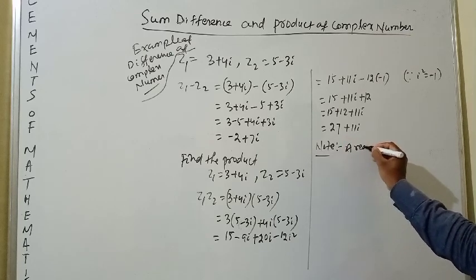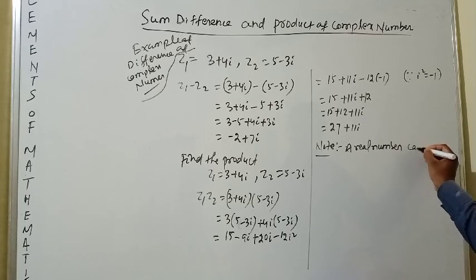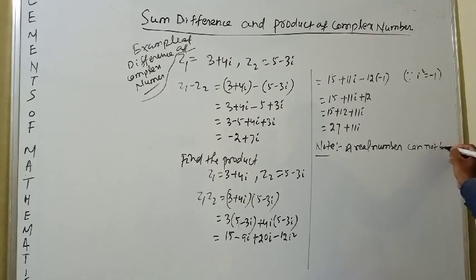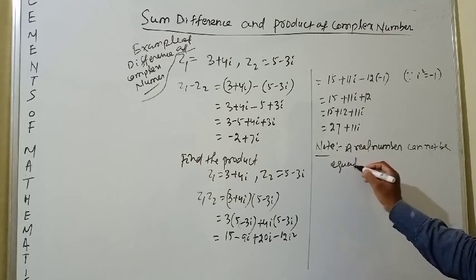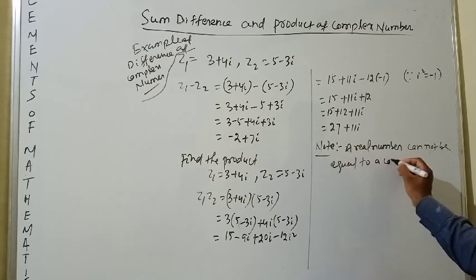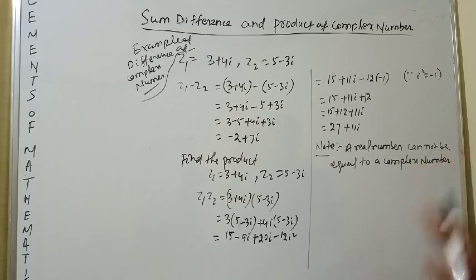Note: a real number cannot be equal to a complex number. That means suppose some real number is given, it cannot be equal to a complex number.